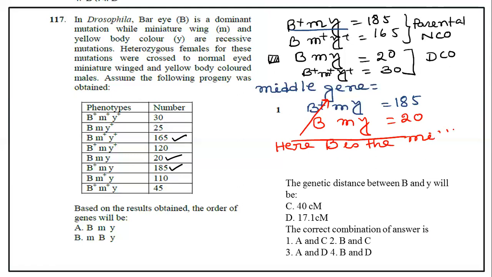B is the middle gene. So one option you will get: the arrangement will be M B Y. Based on the result obtained, the gene order will be M B Y. You have got one. Now you have to calculate the genetic distance or map distance. So for the map distance calculation, first of all you have to arrange according to the gene order M, B, Y.